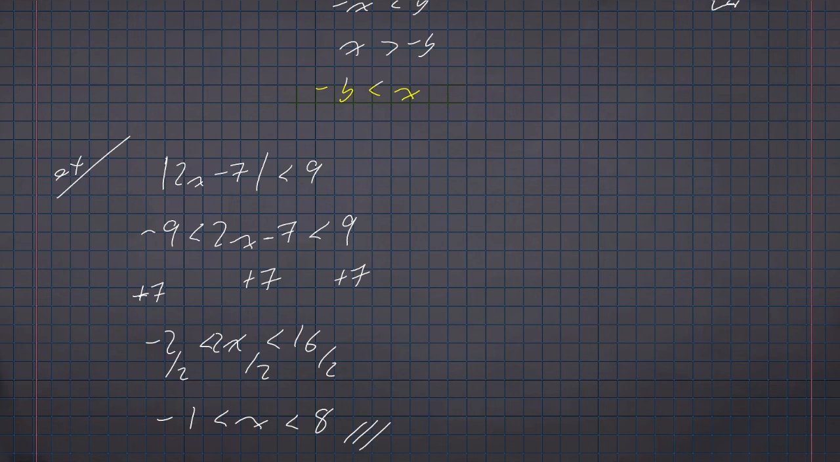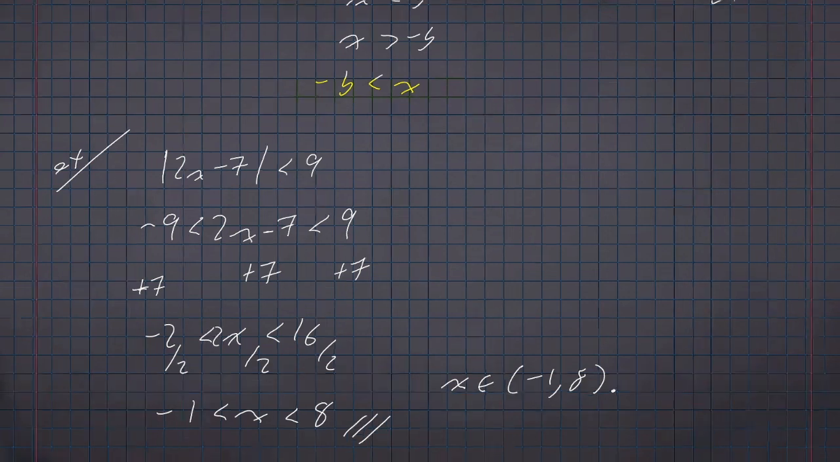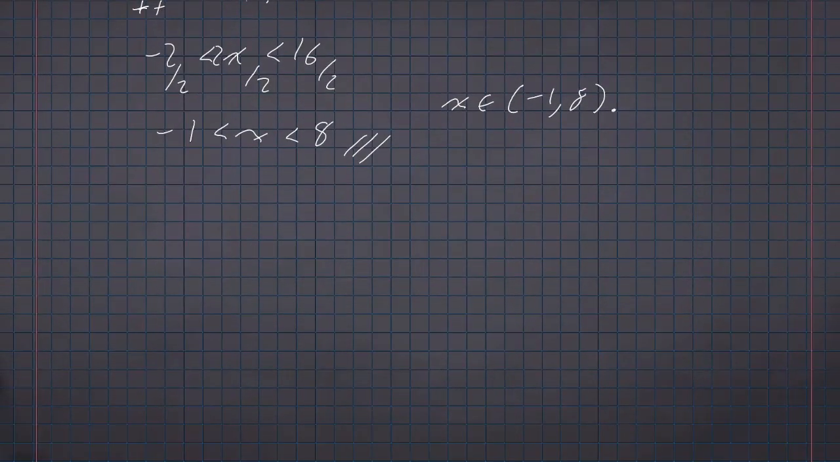And now that we've solved an inequality, I guess we should write the solution set in interval notation. This is the same thing as saying that x is in the interval from -1 to 8. All right, one last quick thing, and then we can wrap up this discussion.